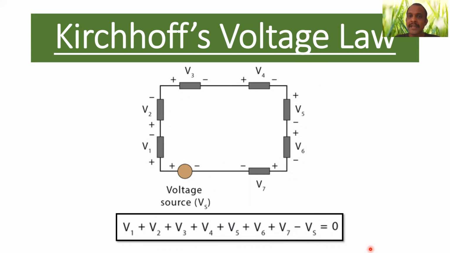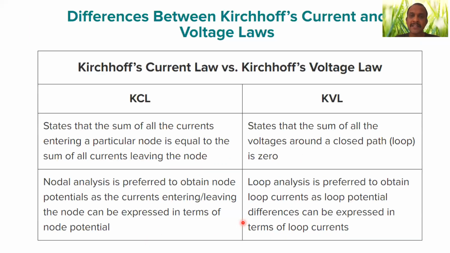Or the supply voltage provides the voltages for all the 7 resistors. So that's why we write Vs = V1 + V2 + V3 + V4 + V5 + V6 + V7. So this is how Kirchhoff's voltage law is stated.